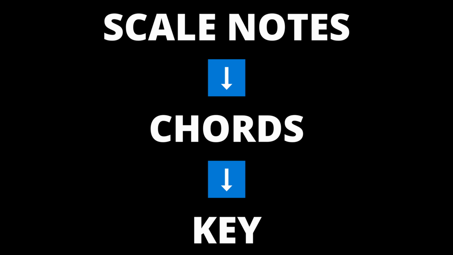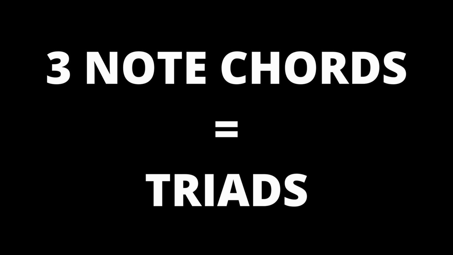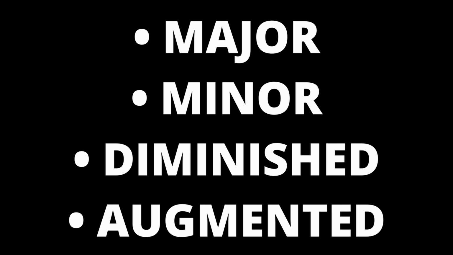You can use the notes from a scale or mode to create a series of chords. These chords are what make up a key in songwriting. The most basic chords are constructed with 3 notes and are called triads. They will be either major, minor, diminished or augmented. Let's use the E Phrygian scale I showed you earlier to construct some chords.